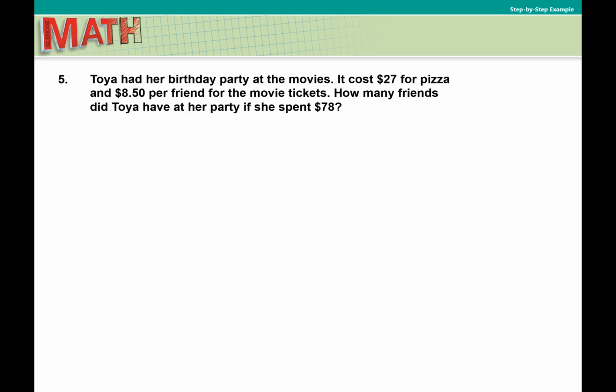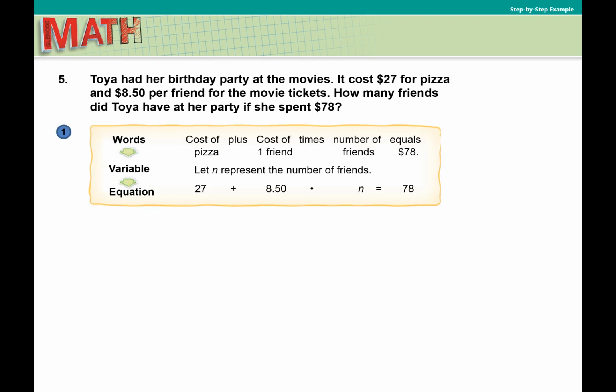All right, Toya had her birthday party at the movies. It cost $27 for pizza and $8.50 per friend for the movie tickets. How many friends did Toya have at her party if she spent $78? So I'm going to take the words and put them into numbers. Whatever we're trying to figure out, in this case how many friends, is our variable. So that's n. We're told that it cost $27 total for pizza, and then $8.50 times however many friends there was, and then the total that she spent was $78.